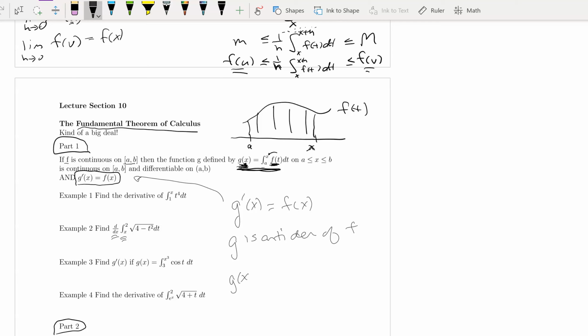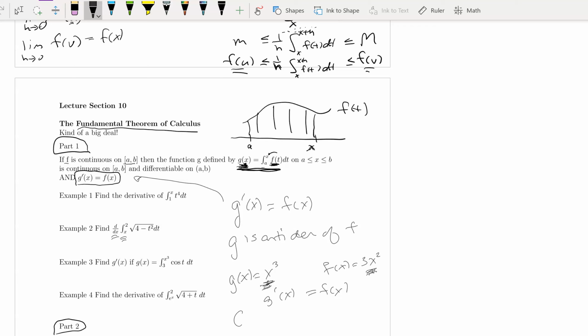So if I know that g of x is x cubed, and I know that f of x is 3x squared, g is an antiderivative of f because when I take the derivative of g, I get f, right? That's what an antiderivative is. If I take the derivative of this, I get this, right? Okay. So what if I said I know another antiderivative of f?